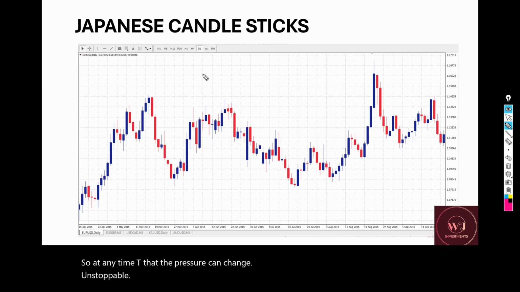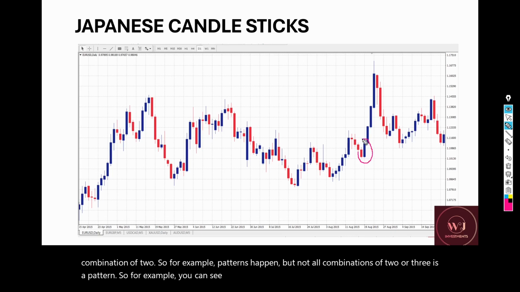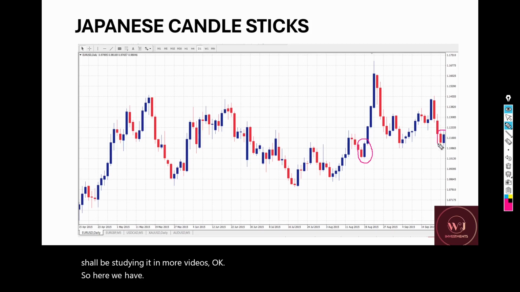So when you look at the chart, we said you're going to be looking at patterns. Patterns are a combination of two or three candles, but not all combinations of 2 or 3 candles are a pattern. For example, you can see here we have what we call the bullish engulfing, and we shall be studying it in more videos. Here we have these tweezers. We have this doji. You can study these videos on my channel, they're already there.